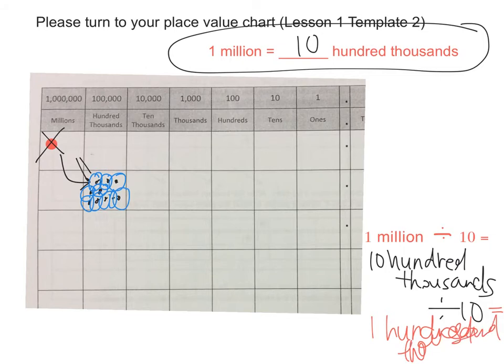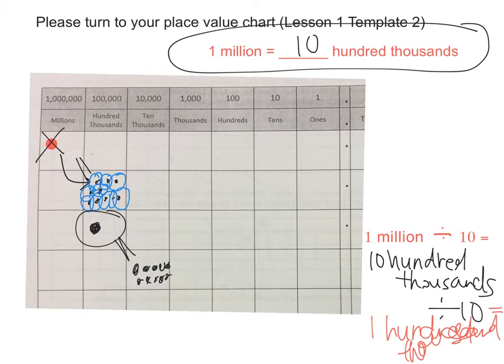If I have 100,000, that's equal to how many 10,000s? 10. Go ahead and draw that. 3, 4, 5, 6, 7, 8, 9, 10. Now if I divide 100,000 by 10, what do I get? How many 10,000s do I get if I divide this guy by 10? 10. If I divide 100,000 by 10, do I still get 10 10,000s? No. How many 10,000s do I get if I divide this by 10?